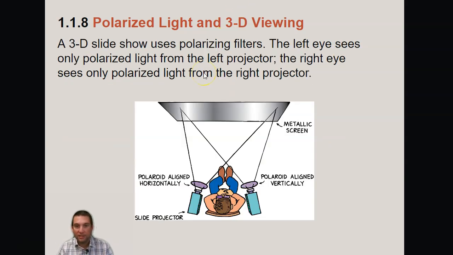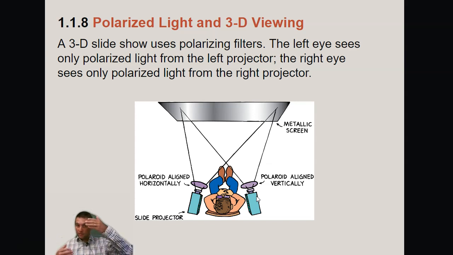A 3D slideshow or movie uses polarizing filters. The left eye sees only polarized light from the left projector. The right eye sees only polarized light from the right projector. So you have the projector on the left having an image going all the way over here to right here, which your left eye is able to see, and then you have a projector on the right, which is polarized vertically. So you have one polarized vertically, one polarized horizontally.